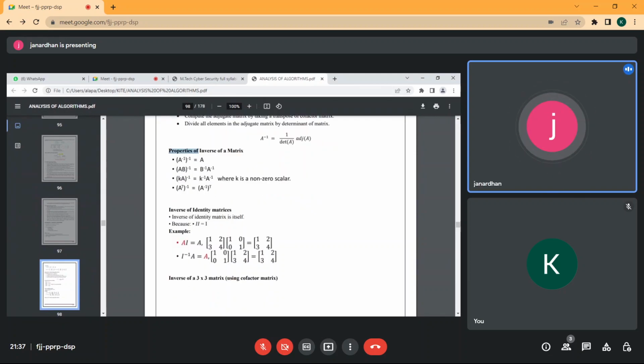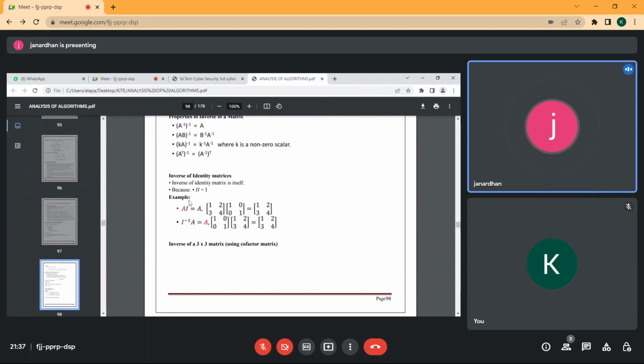Next, properties of the inverse of a matrix. A inverse whole inverse equal to A. AB whole inverse equal to B inverse into A inverse. KA whole inverse equal to K inverse into A inverse, where K is a non-zero scalar value. A transpose whole inverse equal to A inverse whole transpose.